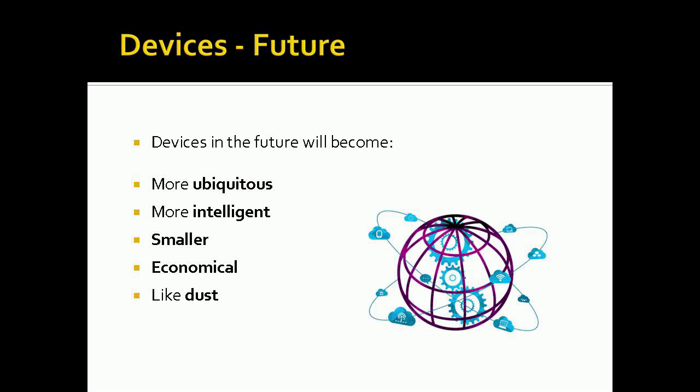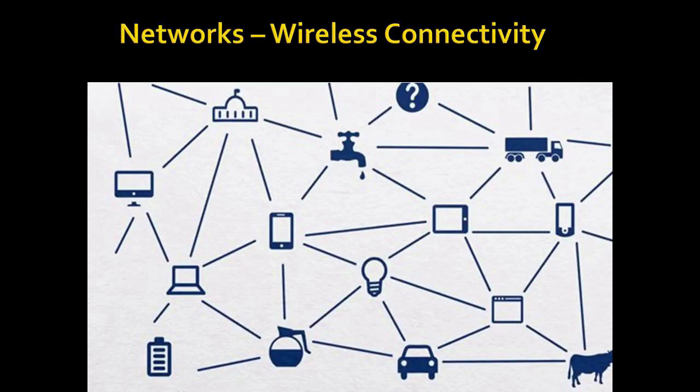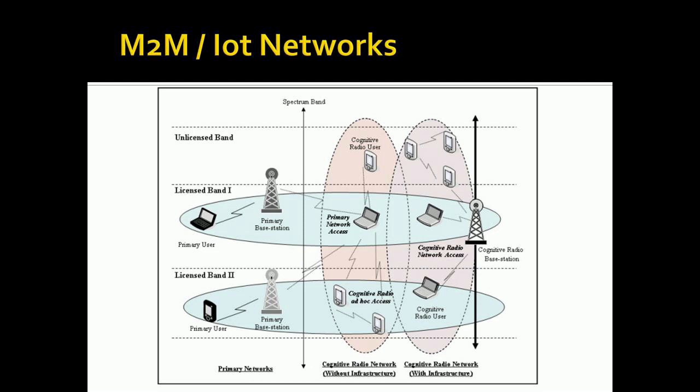The essence is that these devices are going to become ubiquitous. They're going to be everywhere. They're going to be very intelligent, very small, very economical. But the key is they're going to be like dust. You won't even know they're there a lot of times. And that's good and that's bad. It's going to be kind of scary that all the things are going to be able to be monitored and controlled in the future.